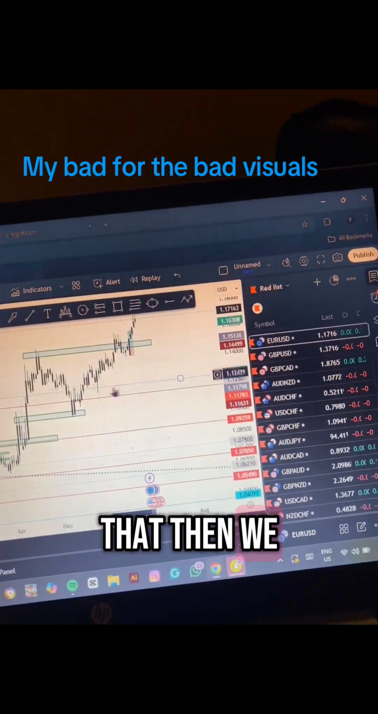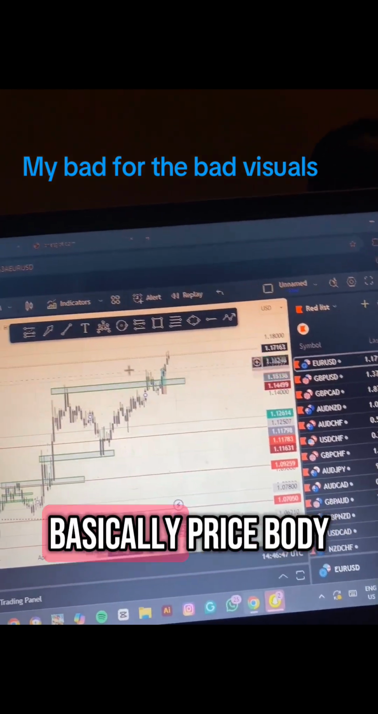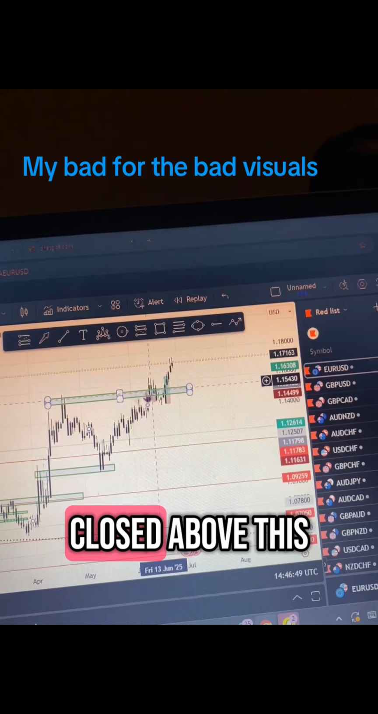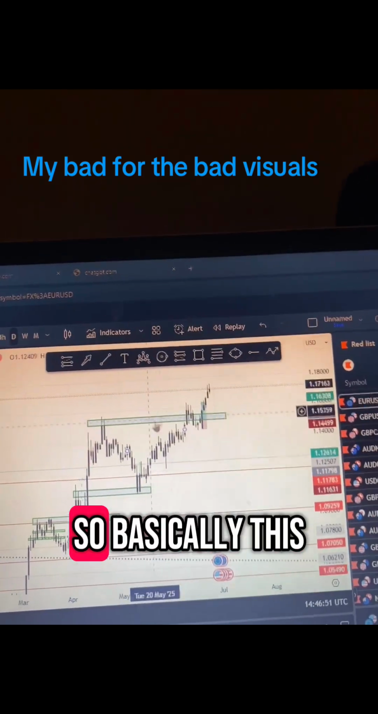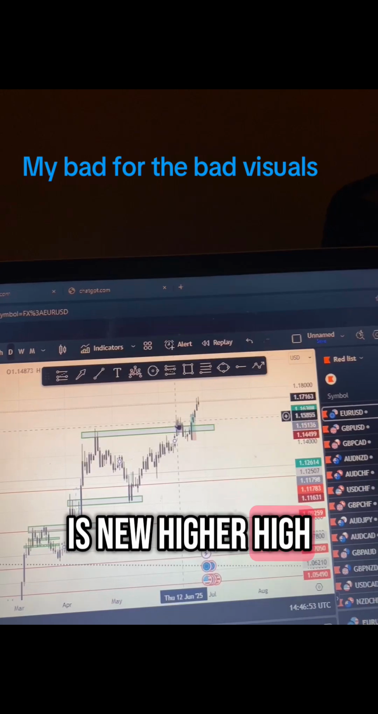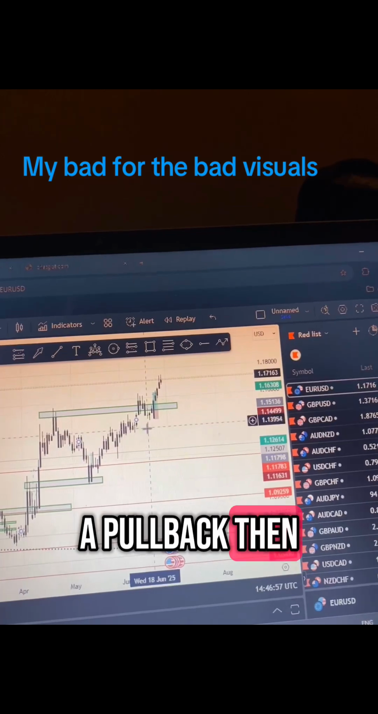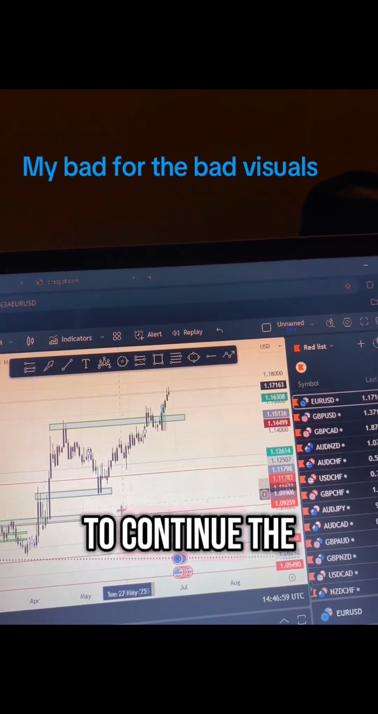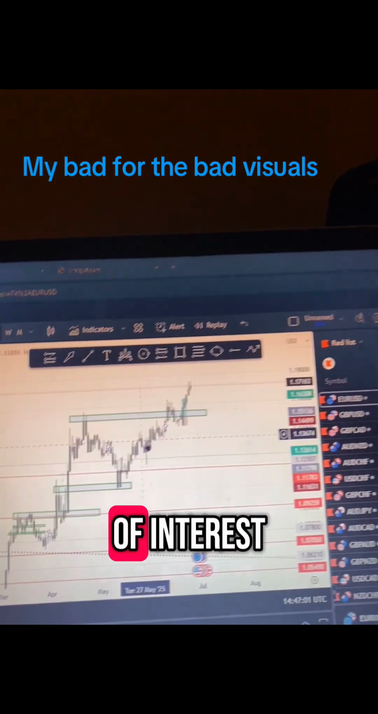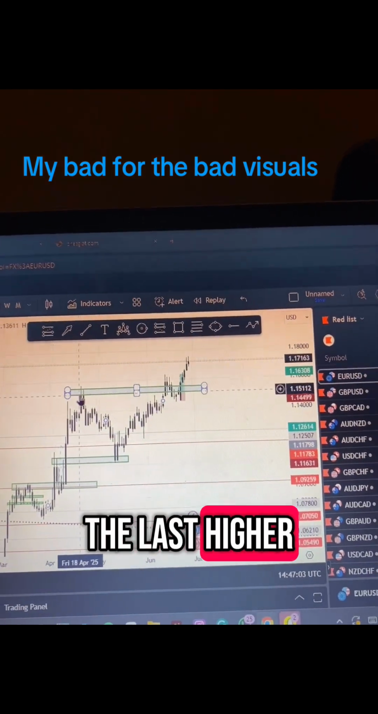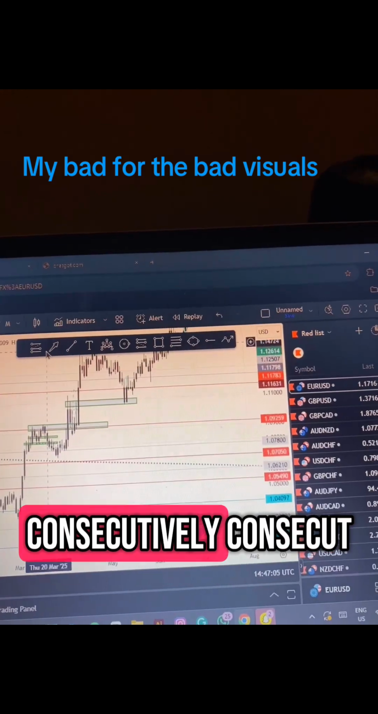So we saw that, then we noticed that price broke above this. Basically, price body closed above this last higher high. So this is a new higher high. We're expecting more of a pullback, then a retracement to continue the uptrend. So this was our area of interest, the last higher high, because we've noticed it three times consecutively.